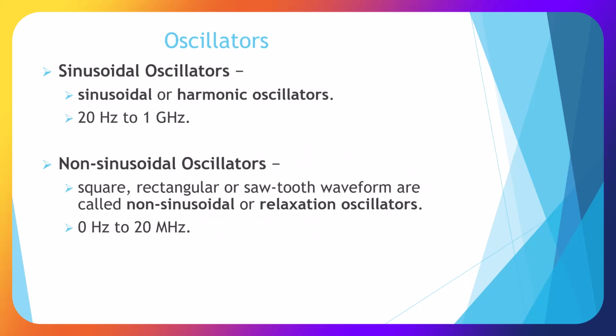There's two types of oscillators. One is a sinusoidal oscillator, between 20 hertz and 1 gigahertz, and non-sinusoidal oscillators, where square, rectangular, or sawtooth waveforms go between 0 and 20 megahertz.